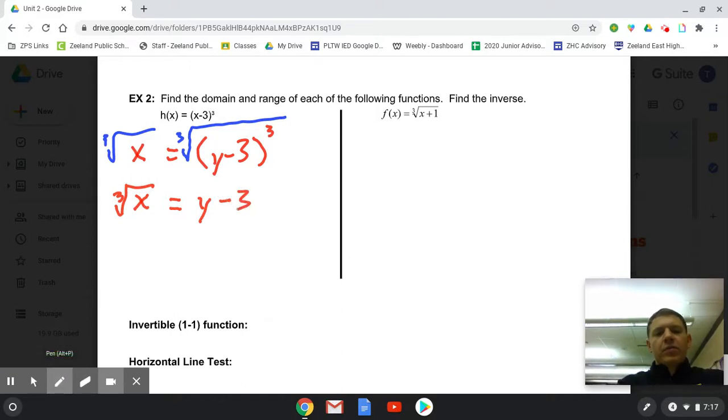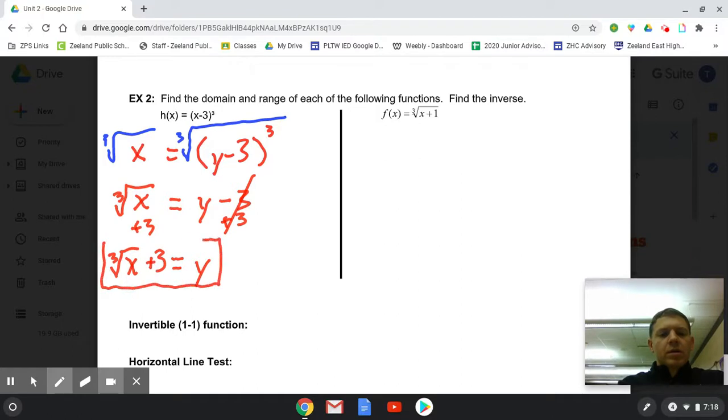What's keeping the y from being alone? The minus 3. Add 3 to both sides to get rid of it. And I'm left with y equals the cube root of x plus 3. That would be the inverse.